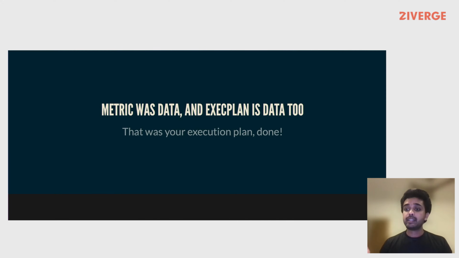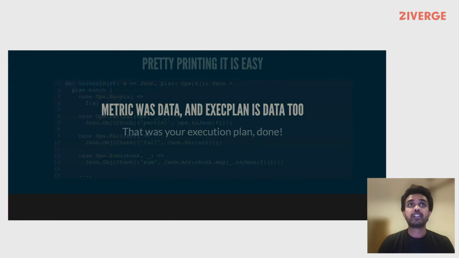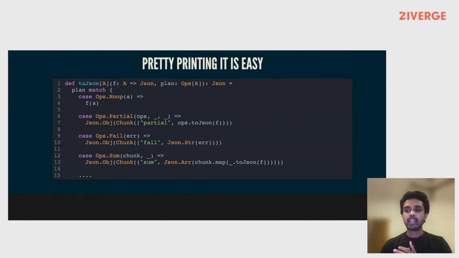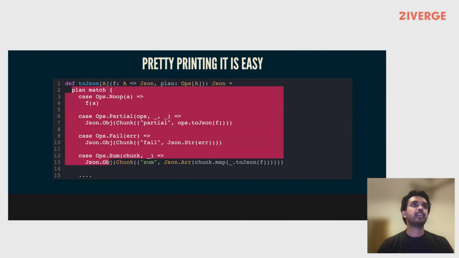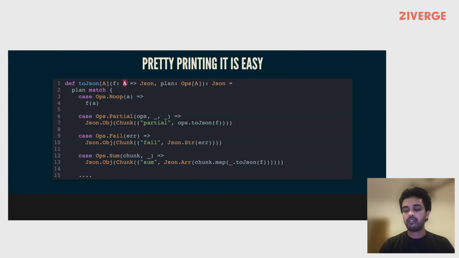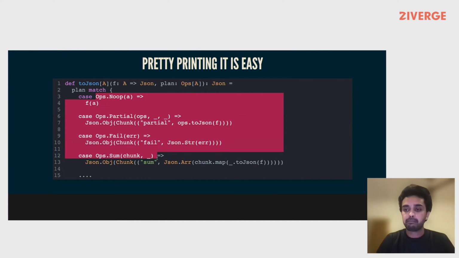Anyway, so metric was data. Metric DSL was data. So the execution plan, which is ops of a query, was data too. So it can be pretty printed. Obviously, the ADT that I have chosen to go from the execution plan to something readable is JSON. I use ZIO JSON for this, basically converting your ops to ZIO JSON. So the leaf node will hold the A, and if you know how to go from A to JSON, you can convert a plan. Again, keep a note that it's not specific to a query. It can be ops of anything, and you can pretty print all of that.